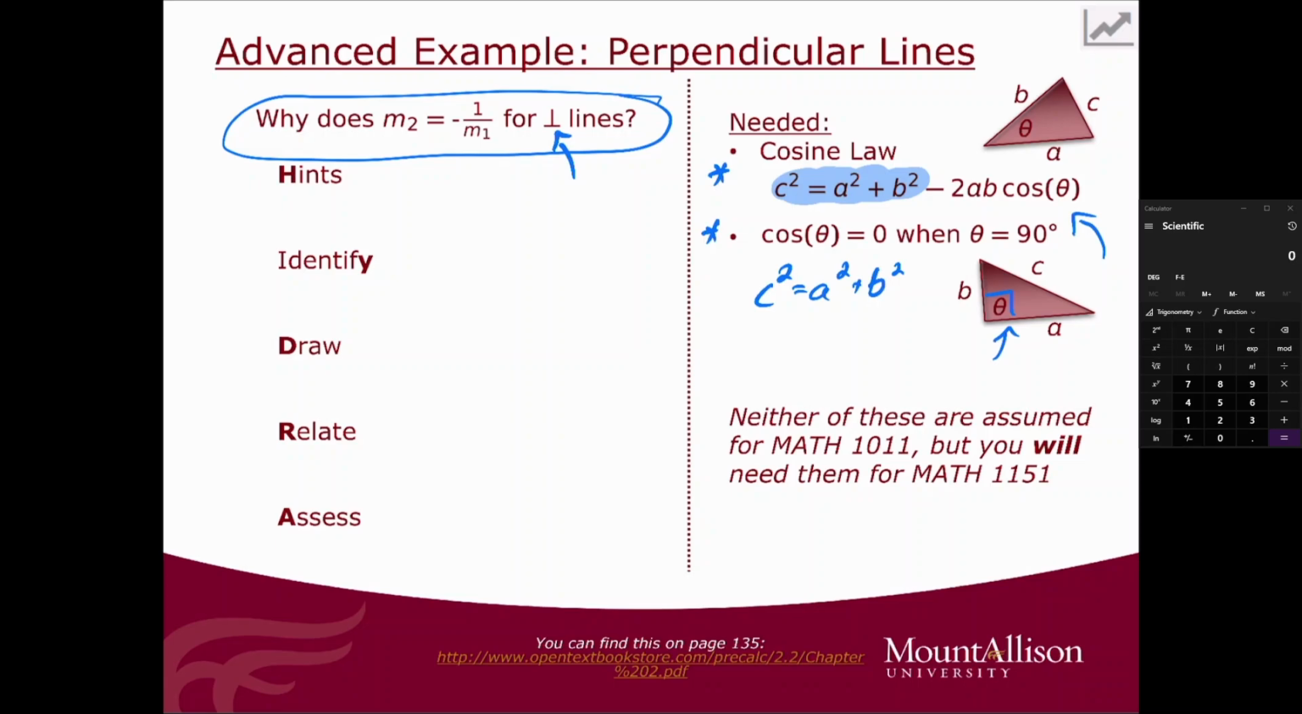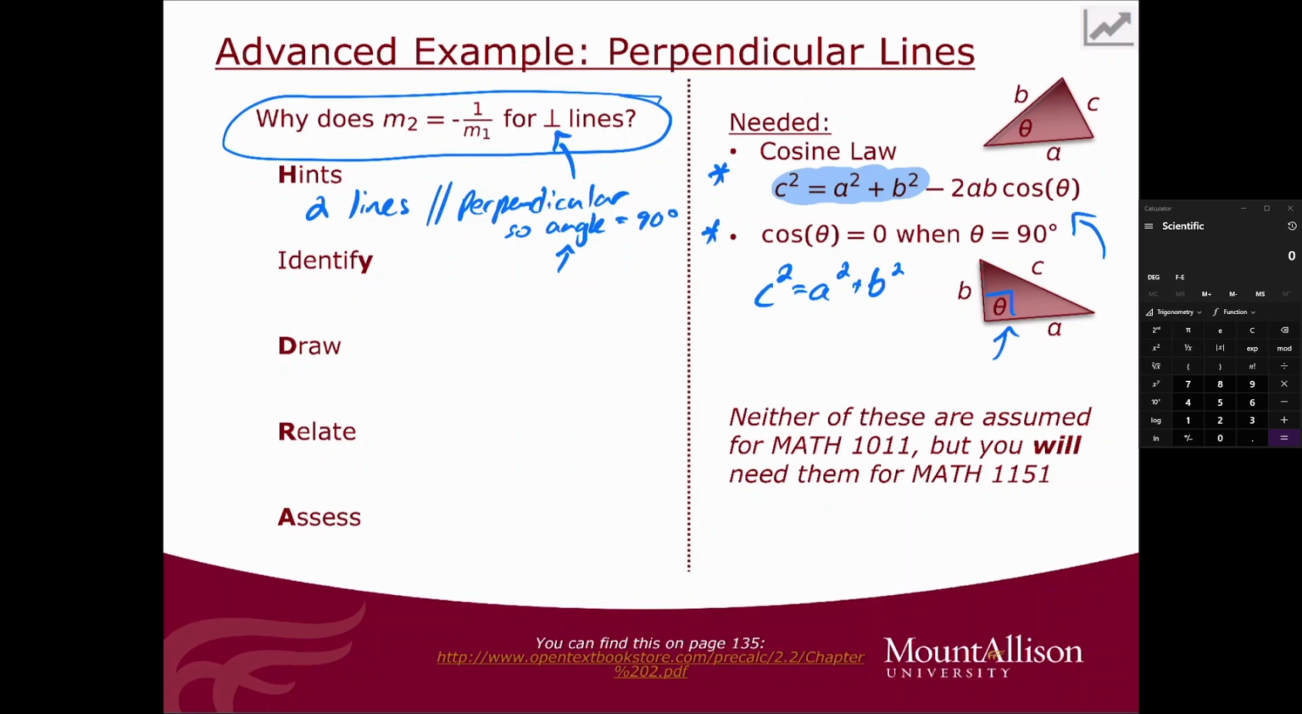So these are the things that we're going to need to assume that you know before you even get to this advanced problem. Why does m2 equal minus 1 over m1 for perpendicular lines? Okay, well, the hints here, first is that there's two lines. That's the first thing I see there. And maybe I can also say that they are perpendicular. So the angle equals 90 degrees. So we're going to need an angle in there.